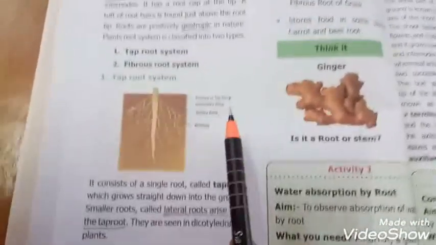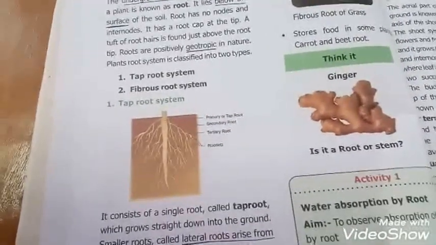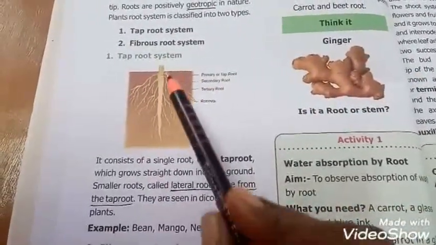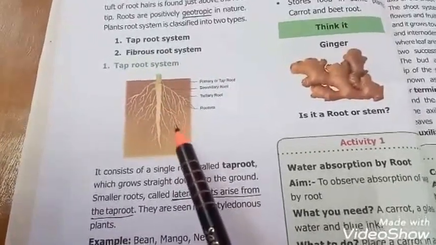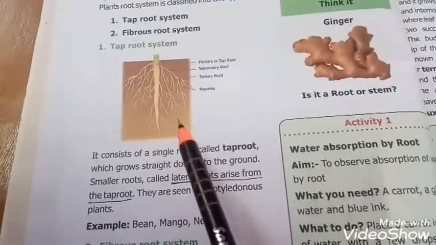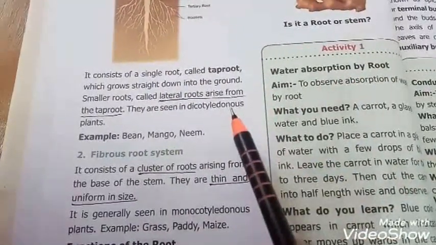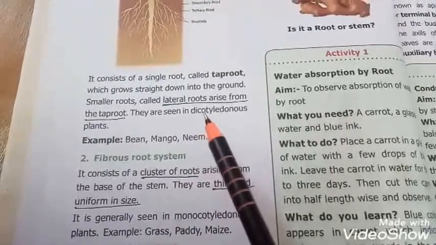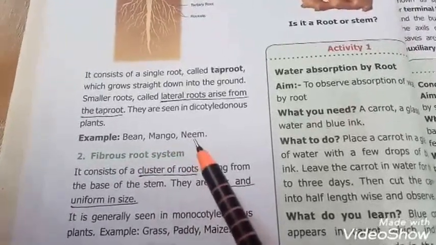And roots are of two types. First one is tap root and the second is fibrous root. Tap root means a single root. This is the main single root, and it has secondary roots. Secondary roots are also called lateral roots. And this is in dicotyledonous plants. Dico means two. The examples of plants are bean, mango and neem.